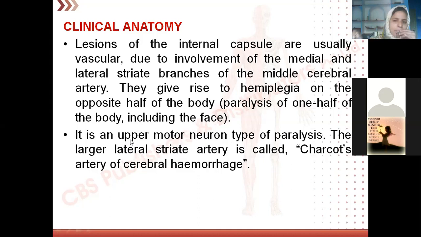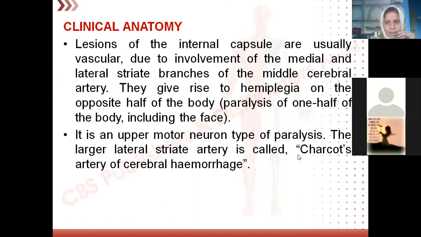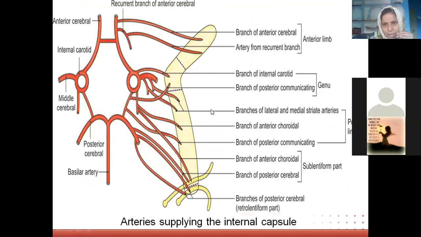Okay, when these blood vessels are blocked, this upper motor neuron type of paralysis is occurring because of the damage to the descending tracts. Especially this artery, you will have one artery here, it's not labeled here. Okay, but you will find it in the genu area. So the larger lateral striate artery, which is actually called Charcot's artery of cerebral hemorrhage. Okay, lateral striate. Let me check.